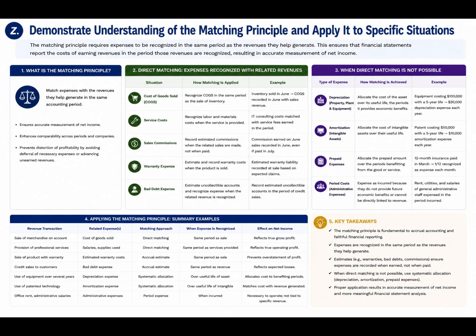When direct matching is not possible, systematic allocation is used. Depreciation and amortization allocate asset costs over periods benefiting from their use. Period costs, such as administrative expenses, are expensed as incurred because they cannot be directly linked to specific revenue. Applying the matching principle ensures accurate profit measurement and reliable financial reporting.